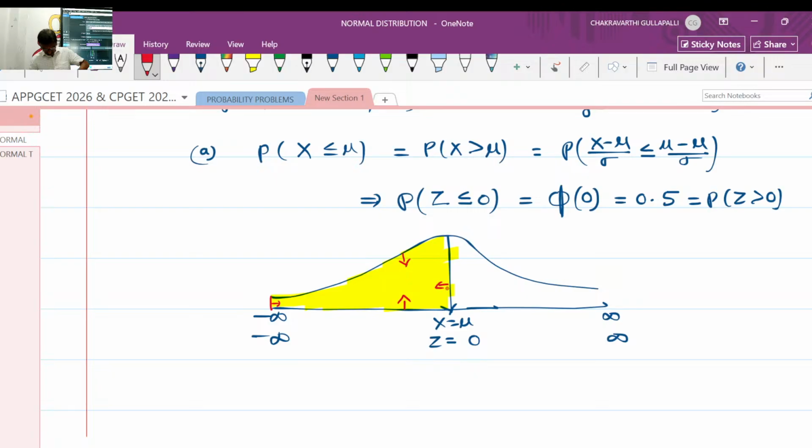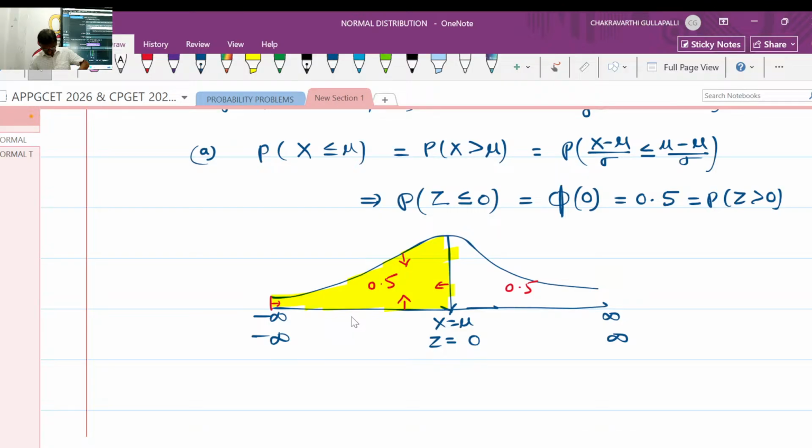Based on the probability properties, the area in the middle is equal to 0.5. Automatically, the right side area is also 0.5. Left side area 0.5, right side area 0.5. This is very important here. Now, phi of 0 is always 0.5. A cumulative option is required.